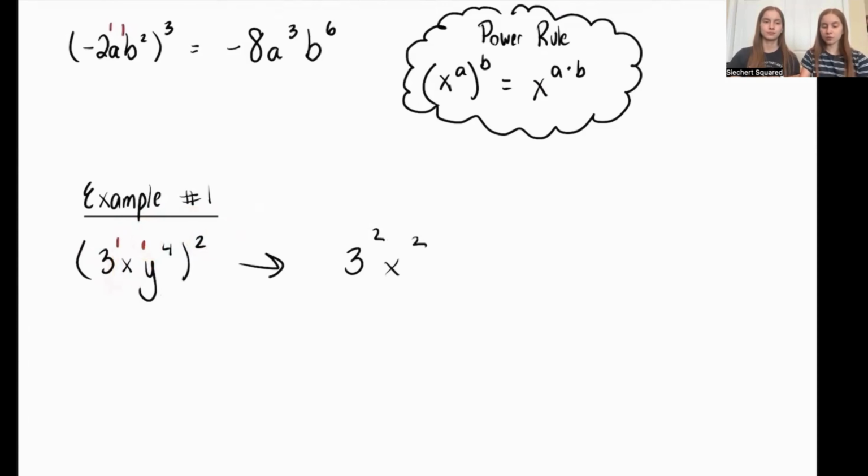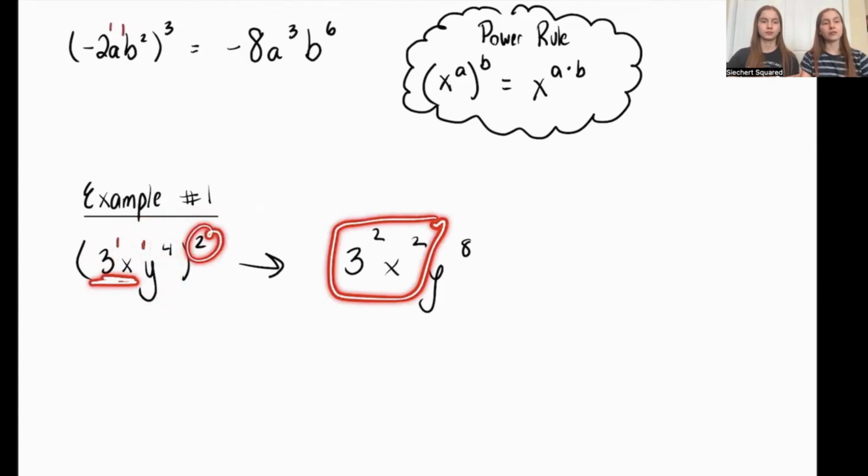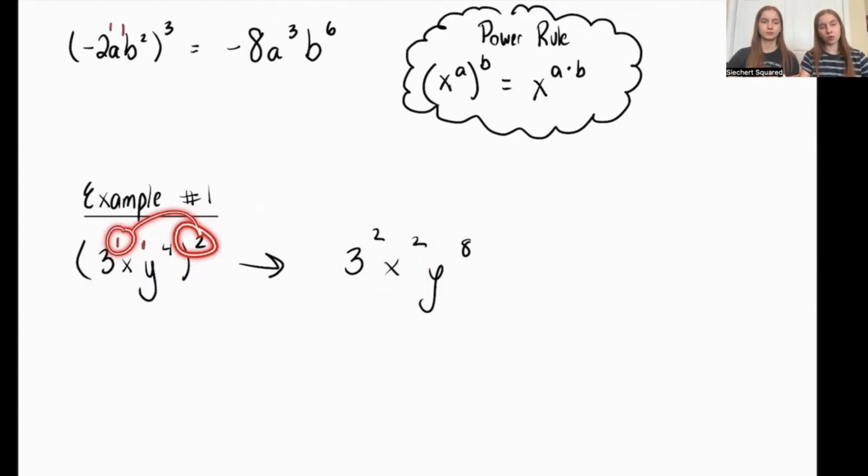And then for the last one, we have y to the 4th. Because the exponent is 4, we will do 4 times 2, and that gives you 8. Something important to note is that for the 3 and the x, it does just look like we're giving them the exponent on the outside, that 2. Technically, we are still multiplying that 1 with the 2. It's just because 1 times 2 is still 2, it looks like we just give it that exponent.